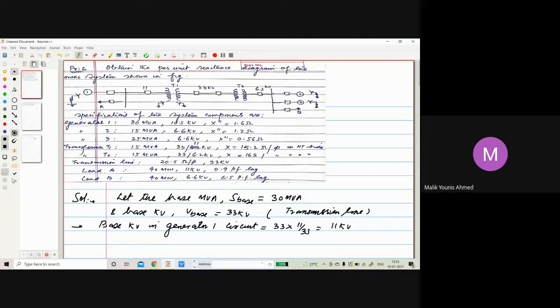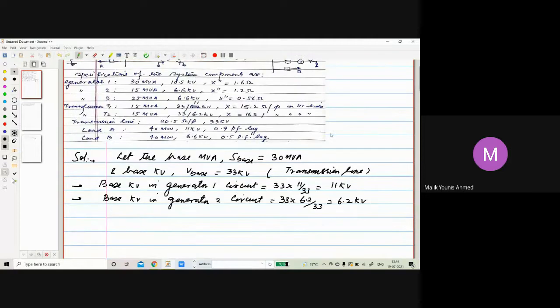Similarly, we'll find the base kV in the circuit of generator 2. Generator 2, 3 will be the same, and that load also. So we are moving from here. This has to be 33 kV, and this again is 6.2. So the base kV is 33 multiplied by 6.2 by 33, so that will be 6.2 kV. So the base kV will be 6.2 on the generator 2 side.